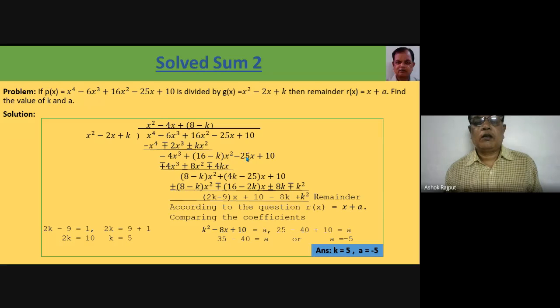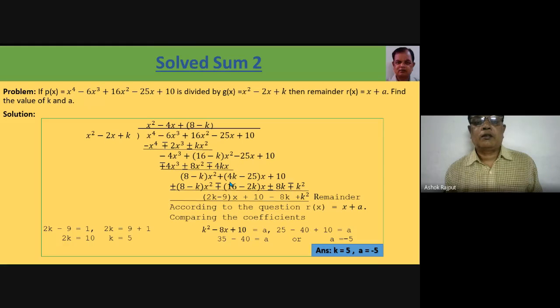After that we write here 4kx and 25x. Here x is common, 4k minus 25x plus 10. Now we are seeing x, then it is 8 minus k x square. Here is only x square, so we will multiply the first term 8 minus k. So we have written 8 minus k and multiply these three terms as x square, 8 minus k, 16.